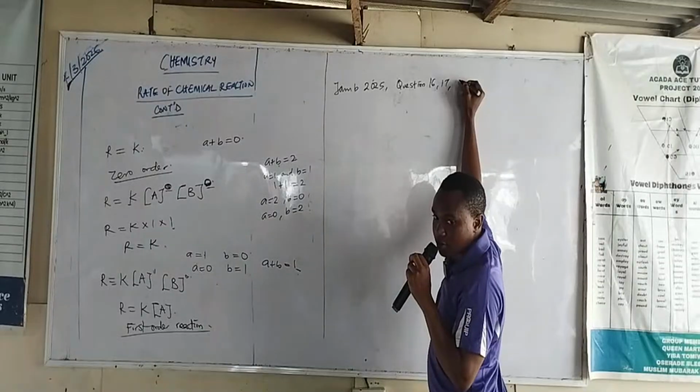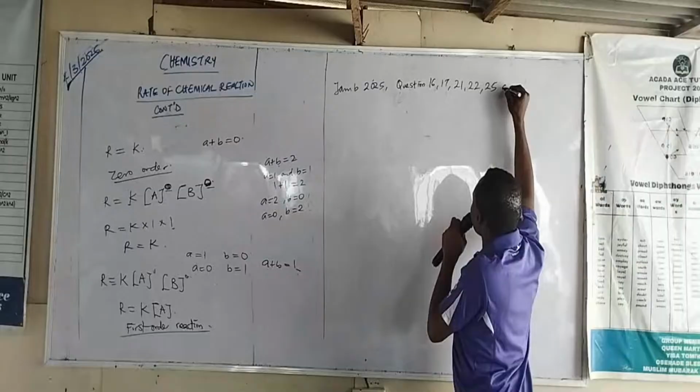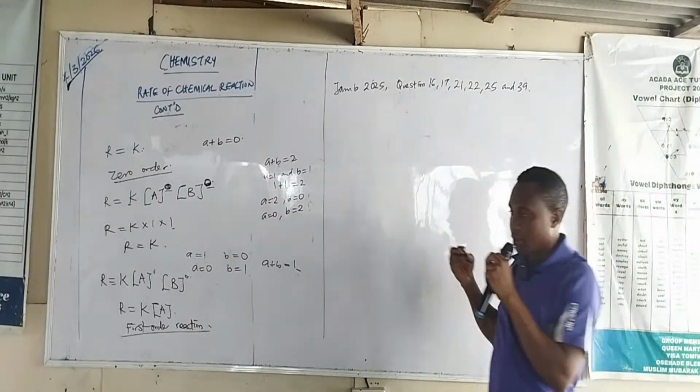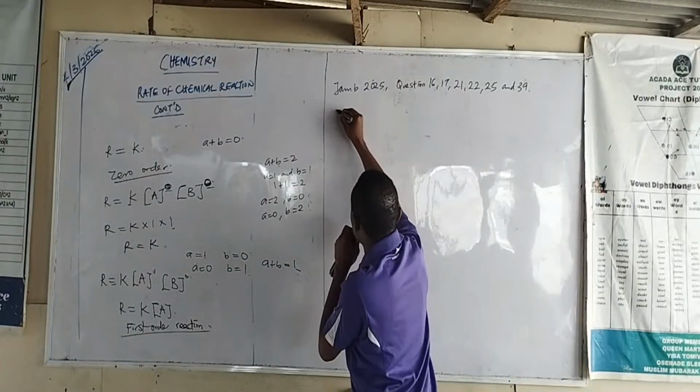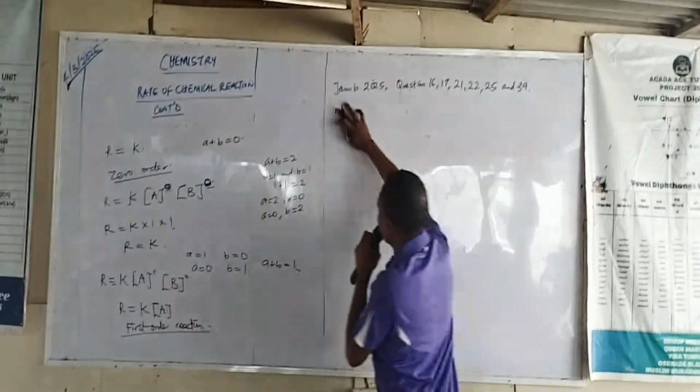17 and what? 22, 25, and 39. Now listen. All this, number 17, yes? Number 16. Okay, 16.